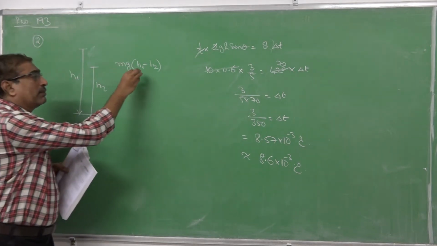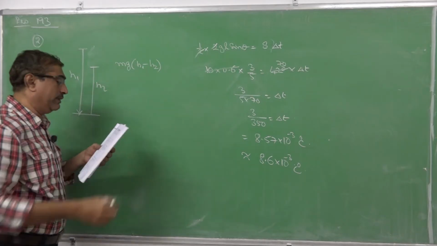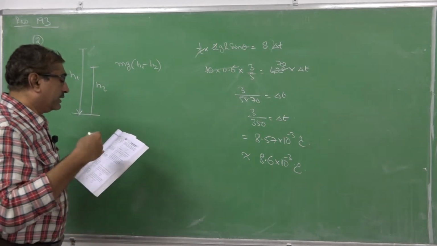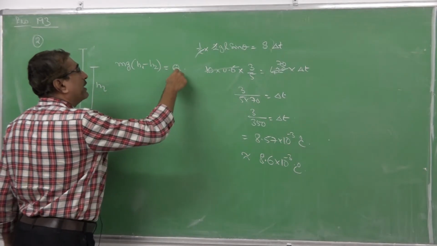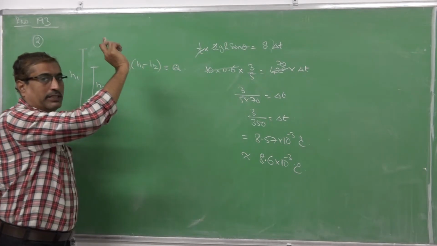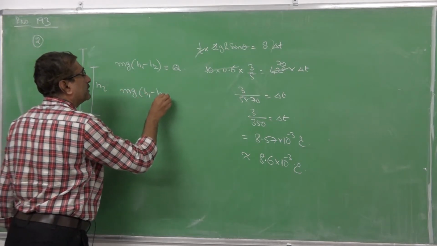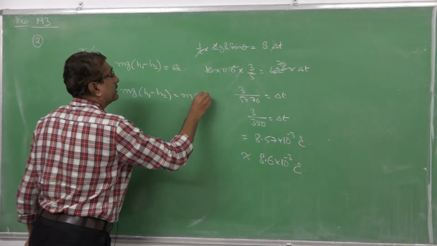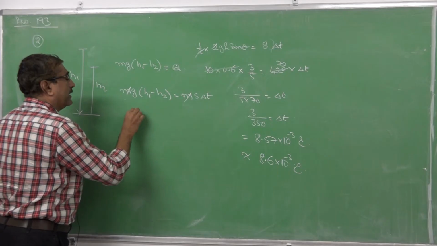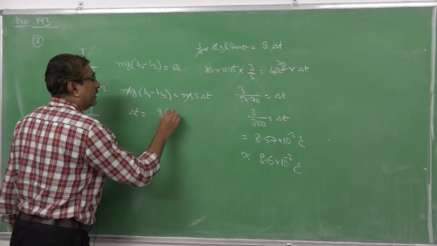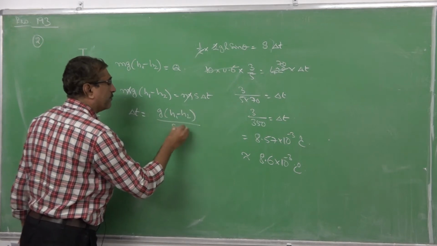This loss of potential energy is absorbed by the ball as thermal energy. If this is equal to Q, the thermal energy, by absorbing it the temperature increases. So what is the rise in temperature? We can write mg(h1 minus h2) is equal to ms delta T. This m will get cancelled. So from this we can calculate delta T equal to g(h1 minus h2) by s.